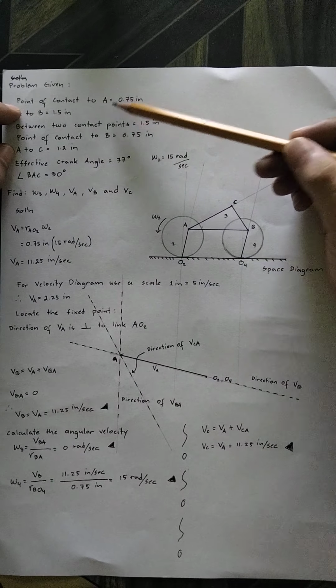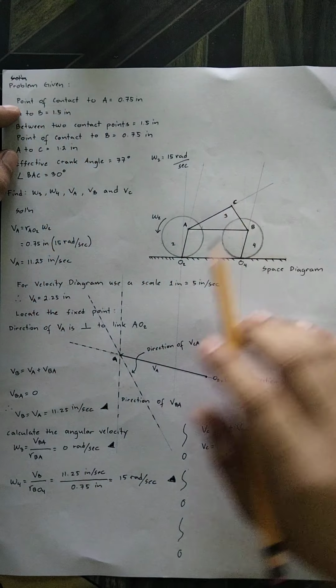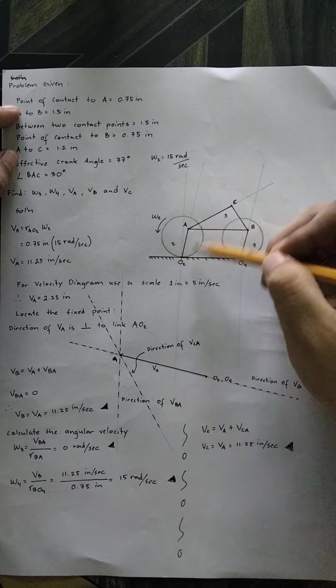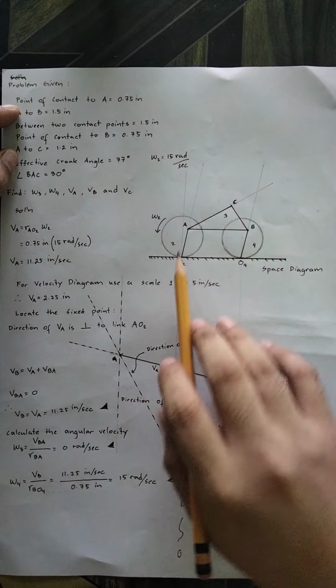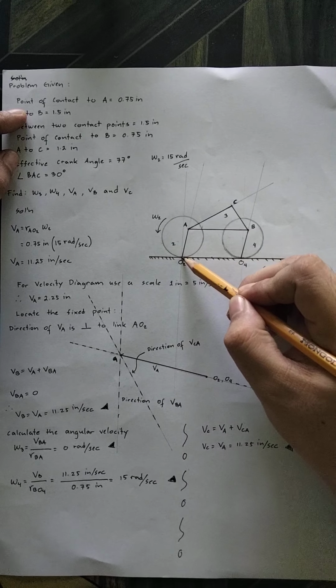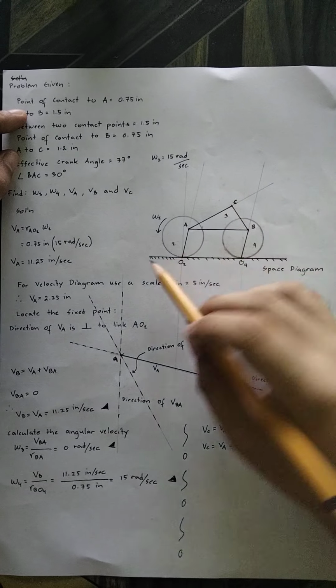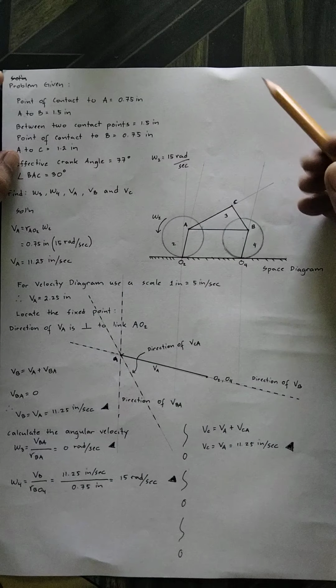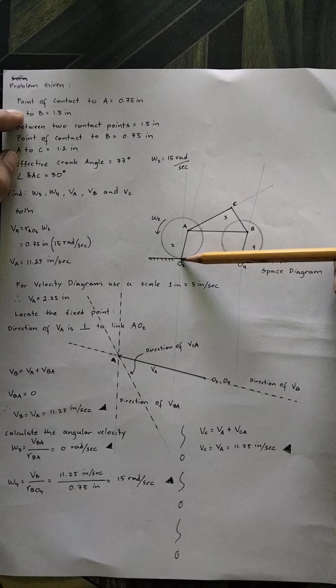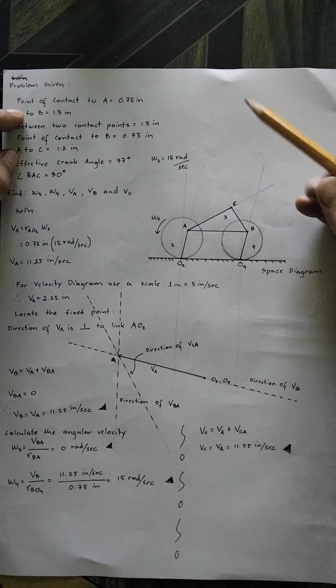Point of contact to A means the point of contact of this wheel. Okay? So we have two wheels, 2 and 4. Therefore, the point of contact is the contact with the ground, or contact with this frame here. So the distance of the point of contact to A, which is here to here, is 0.75 inch.